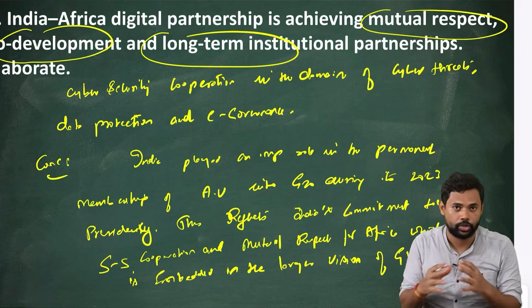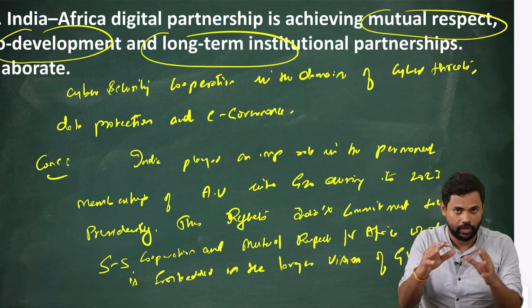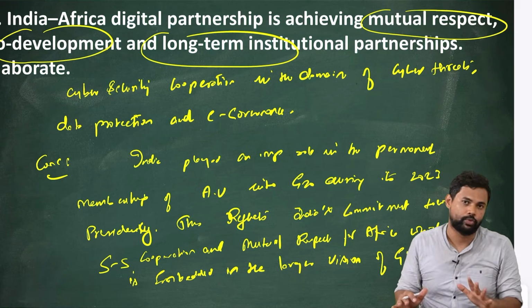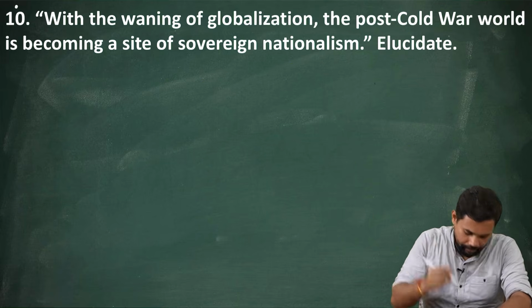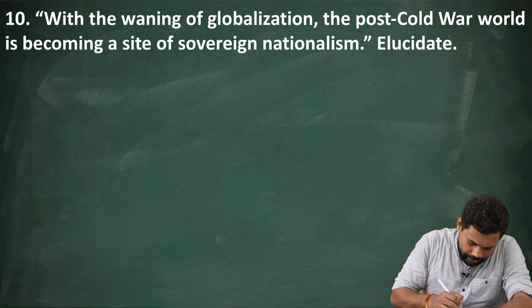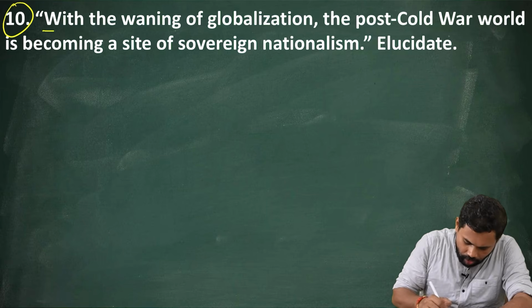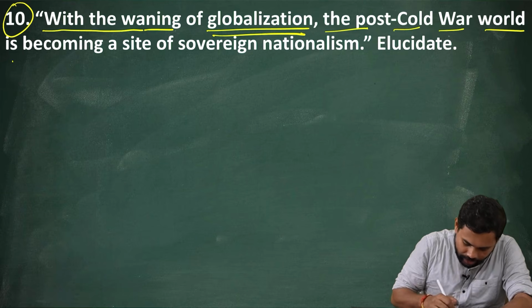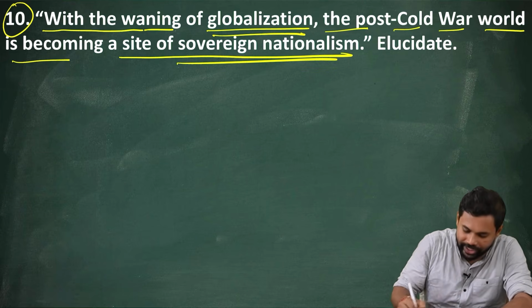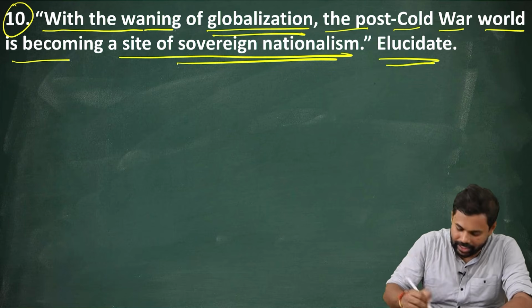So I hope you understood how to elaborate the answer using the keywords that are there in the question. So let us move on to the next question, question number 10. Alright, now let us look at the 10th question. Let me first read it out. The 10th question is: with the waning of globalization, that is the retreat of globalization, the post-Cold War world is becoming a site of sovereign nationalism. Elucidate. Okay, let us create a schematic first.